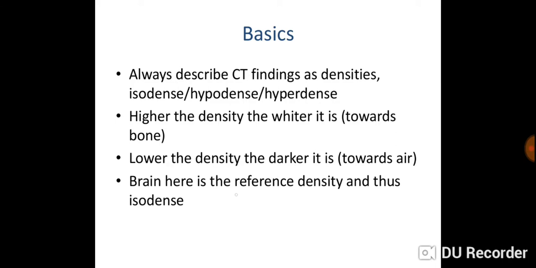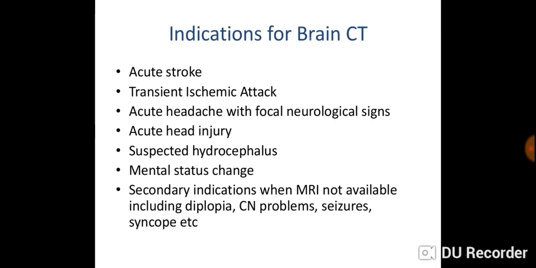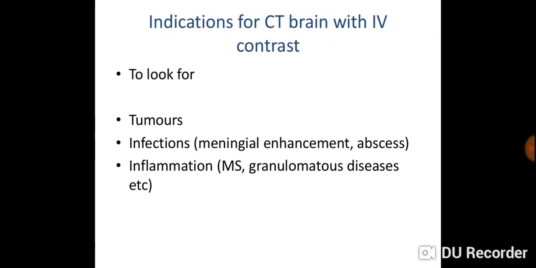Here, the brain parenchyma usually is the reference density. That is isodense. Anything that is black compared to the brain parenchyma would be hypodense. Anything that is white would be hyperdense. Now, what are the indications? Stroke, TIA, head injury, hydrocephalus, mental status change, and situations where you can't get an MRI. You can use an IV contrast CT to look for tumors, infections, and inflammations.